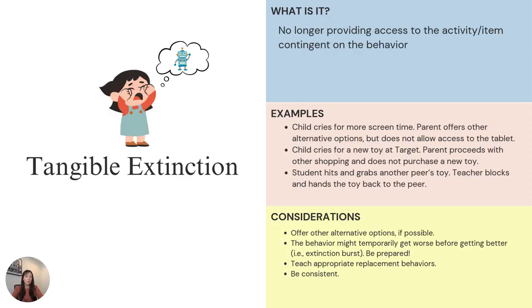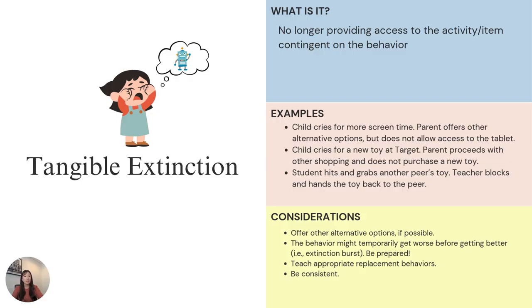Tangible extinction procedure. This strategy is for behaviors maintained by access to tangibles. So, what is it? No longer providing access to the activity or item contingent on the behavior. So, for example, child cries for more screen time. Parent offers other alternative options, but does not allow access to tablet. We want to follow through. Child cries for a new toy at Target. Parent proceeds with other shopping and does not purchase a new toy. Student hits and grabs another peer's toy.